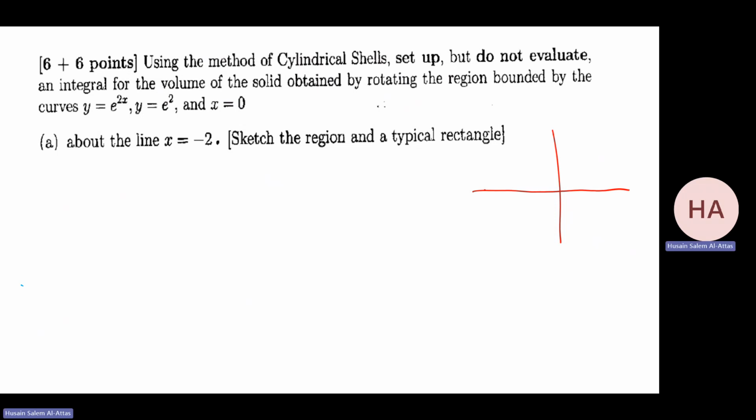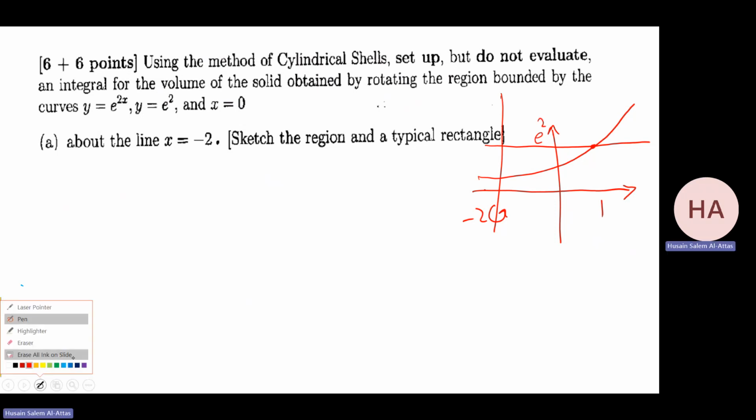Now, y equals e to the x, y equals e squared, which is at x equals 1, the integral x equals 1. And about the line x equals minus 2, about this line. This is my axis of revolution. This is the x-axis, this is the y-axis. And x equals 0 is the y-axis. So I'm talking about this region only.